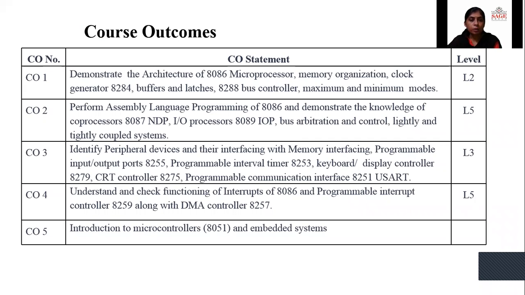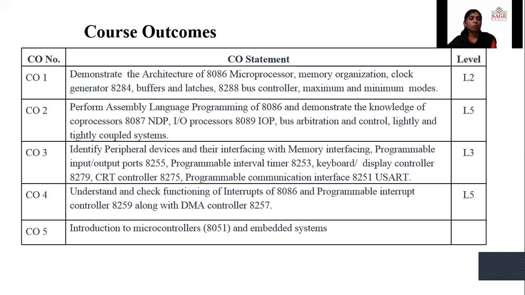These are the course outcomes of the subject. Demonstrate the architecture of 8086 microprocessor, memory organization, clock generator 8284, buffers and latches, 8288 bus controller, maximum and minimum modes. Perform assembly language programming of 8086 and demonstrate the knowledge of coprocessors 8087, input output processor 8089, bus arbitration and control, loosely and tightly coupled systems.